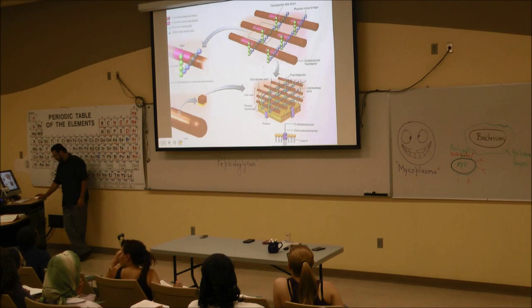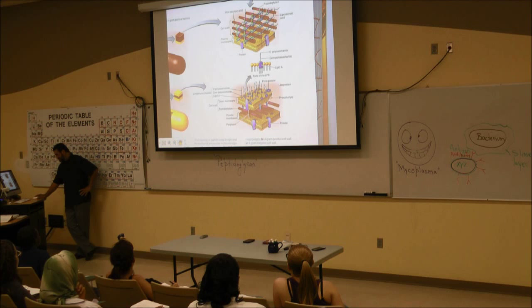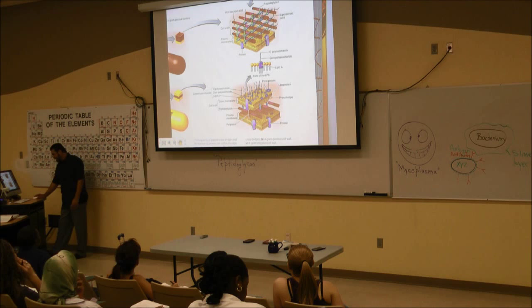Now look at this cell wall of gram-positive. How many layers? Several layers of peptidoglycan, a whole lot of peptidoglycan. Now look at the gram-negative cell wall. Look at them together. Who has more peptidoglycan? Positive has more. Negative has only one layer right here.